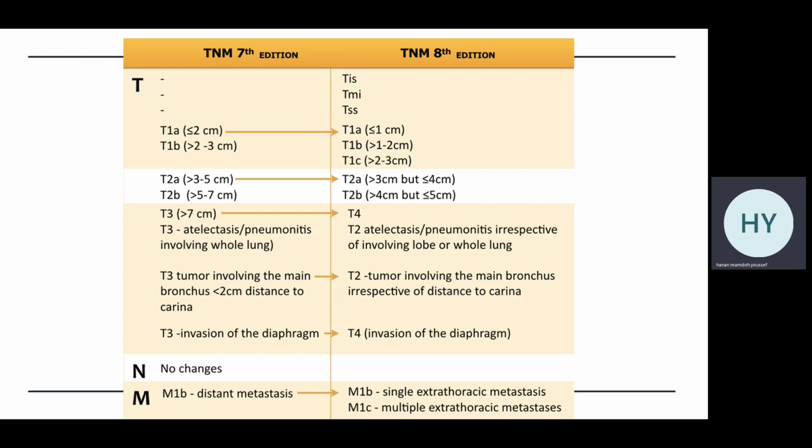Usually we would categorize as less than 2 centimeters or within 2 centimeters. Now any tumor involving the main bronchus, irrespective of the distance from the carina, will be T2. The diaphragm has been upgraded to T4. And with the M part, the metastases, there has been differentiation between M1B and M1C, which is oligometastasis. So in selected patients with single extrathoracic metastasis, they can still benefit from surgery.